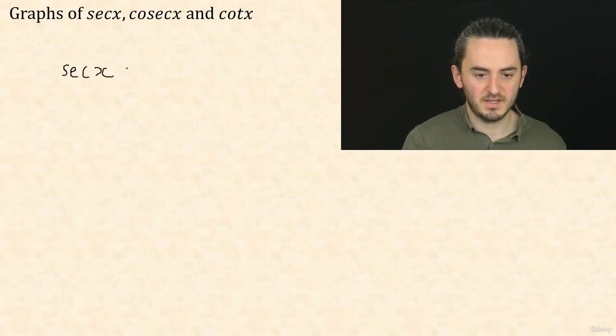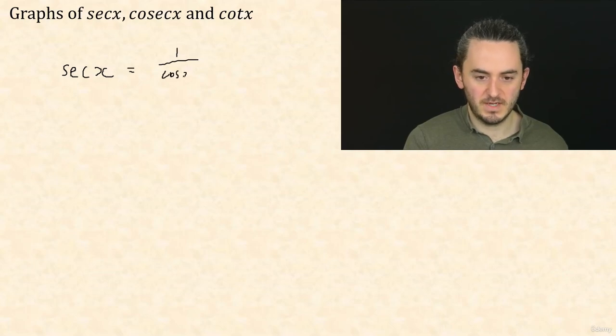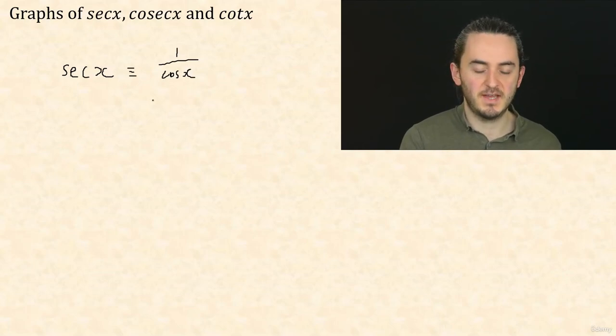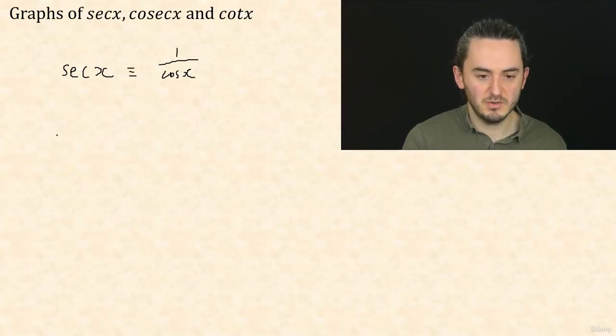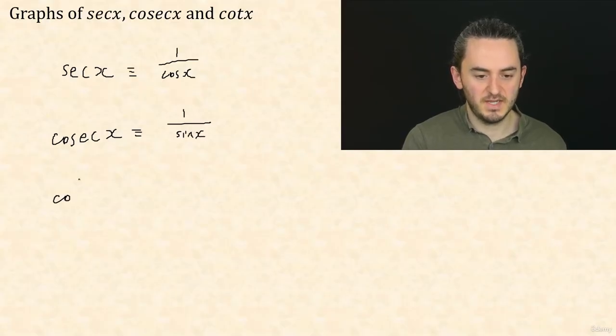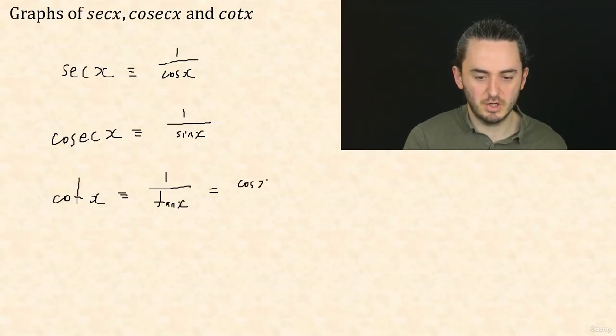We had sec x, which was 1 over cos x, and maybe I should be a bit more precise here. It is identical to, it's literally defined to be that. And we had cosec x, the cosecant, which was defined to be 1 over sin x. And then we had the cotangent, or cot x, which was defined to be 1 over tan x. But remember, there's another useful way of thinking about it, which is cos x over sin x.